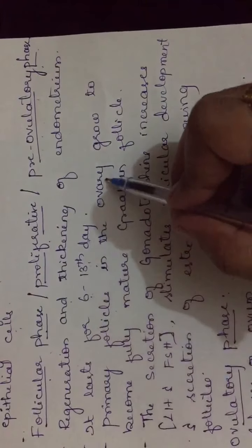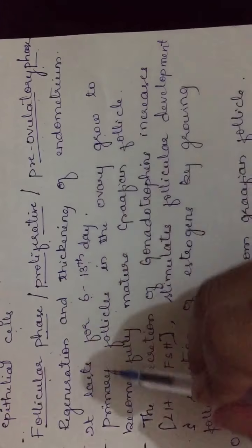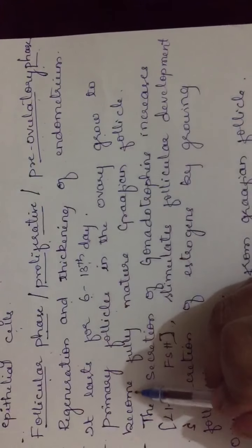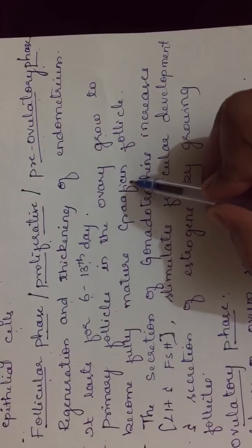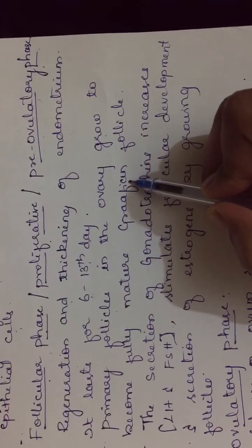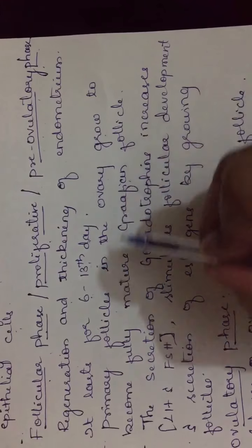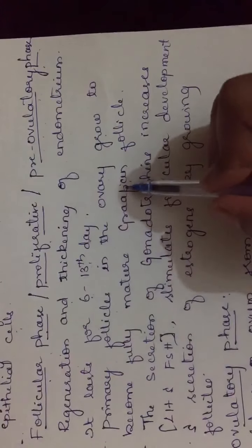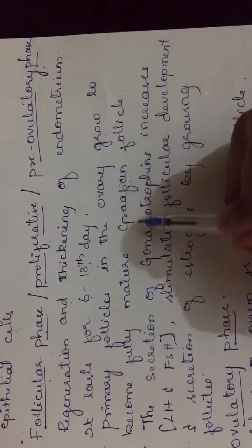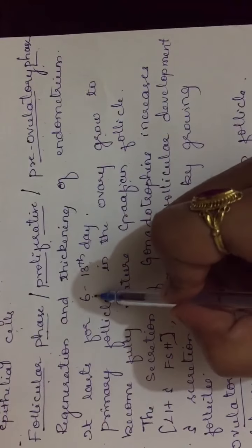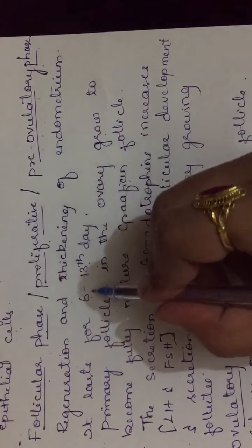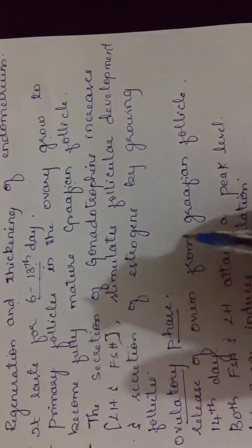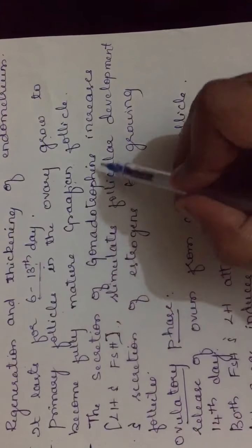Primary follicles in the ovary grow. Now primary follicles which are present in the ovary will start to grow and become a fully mature Graafian follicle. About this we have discussed in our oogenesis. There we have said primary follicle is getting converted to secondary to tertiary to mature Graafian follicle. Now those events take place in the second phase called the follicular phase, from 6th to 13th day of a menstrual cycle, right? Okay, the secretion of gonadotrophin increases.